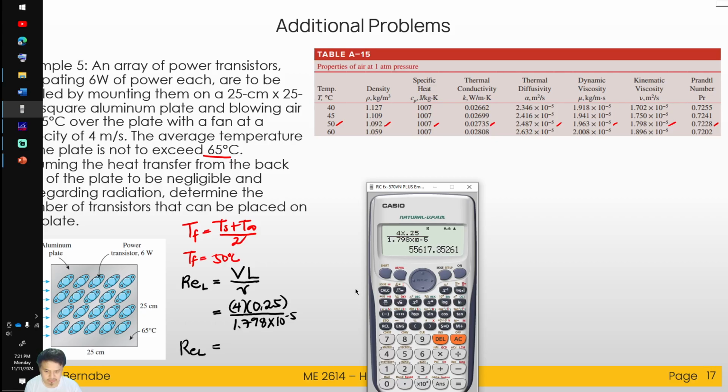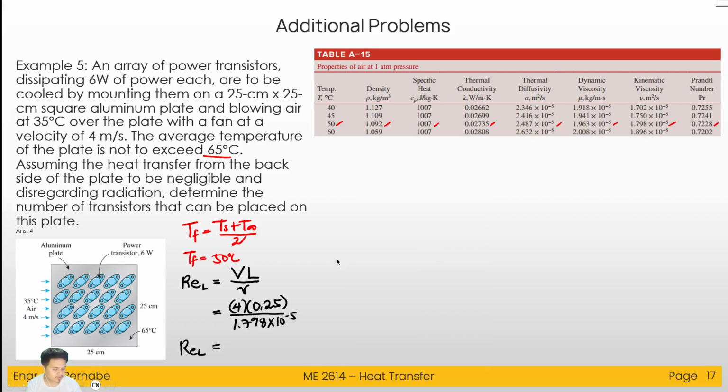Okay, so the Reynolds number is 55,617. This is less than 500,000, or 5 times 10 to the fifth. Therefore, this is purely laminar. Pure laminar flow.